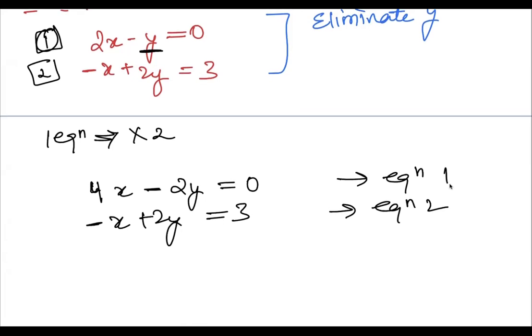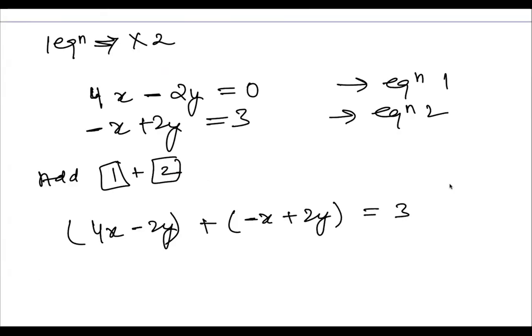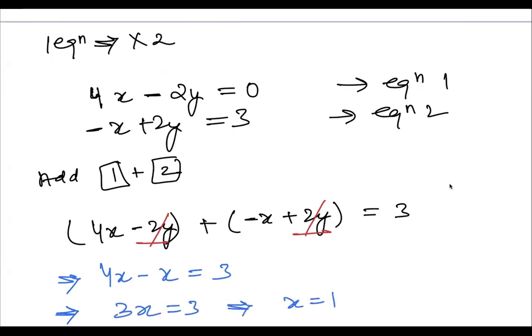This is my second equation. If I want to eliminate y, can I just add equation 1 and 2? So what will I get? 4x minus 2y plus minus x plus 2y is equal to 3. If you see, minus 2y plus 2y gets cancelled out, right? So what is left is 4x minus x is equal to 3. This gives you 3x is equal to 3. This gives you x is equal to 1.